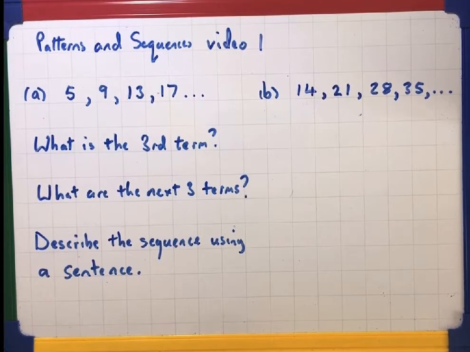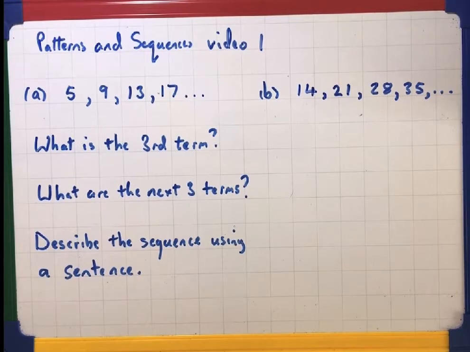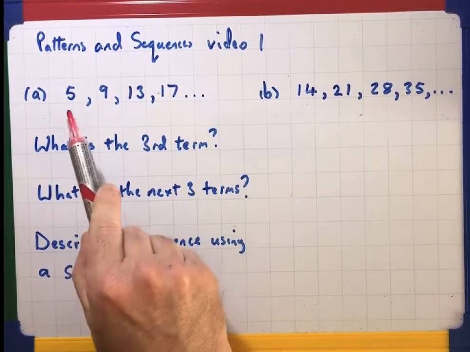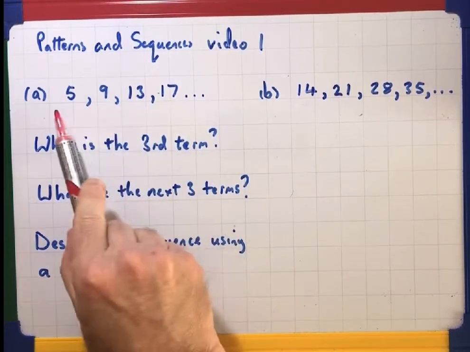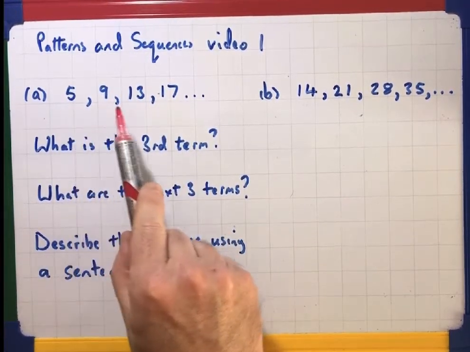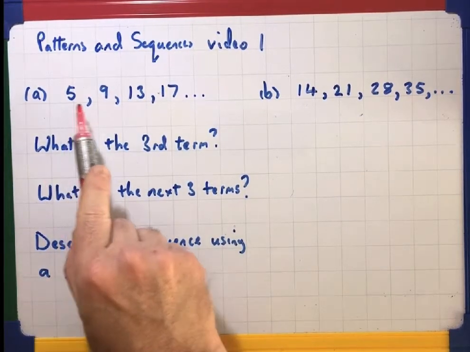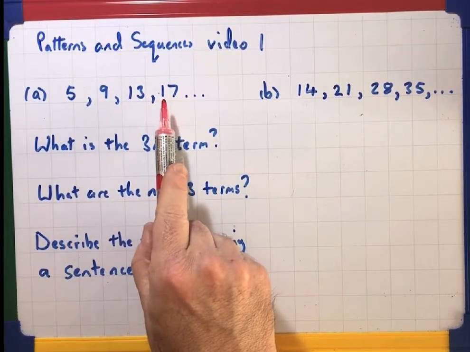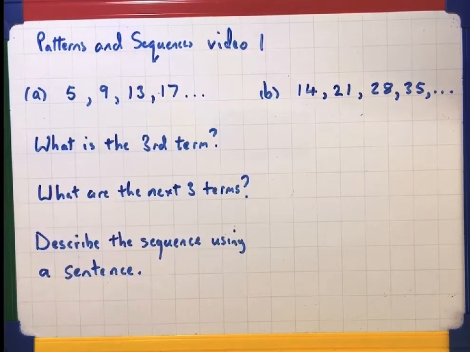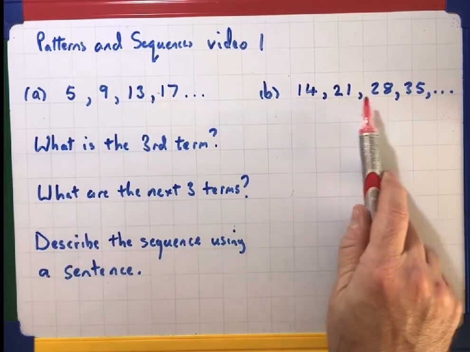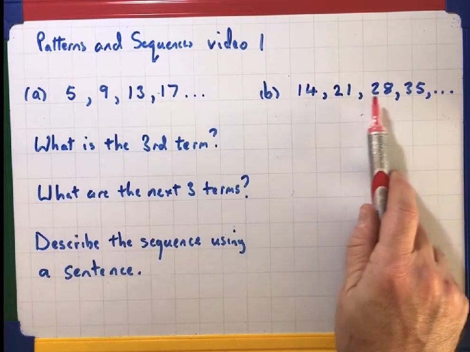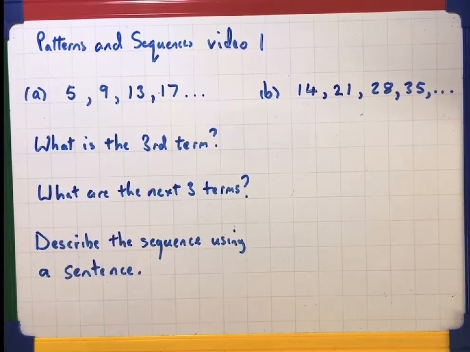Okay, this is our first video on a topic called patterns and sequences. If we look at this list of numbers here, there is a connection between each of these numbers. A list of numbers like this with a connection between them we call a sequence. This is a different sequence across here. Again, there's a connection between the numbers, but it's a slightly different sort of connection.